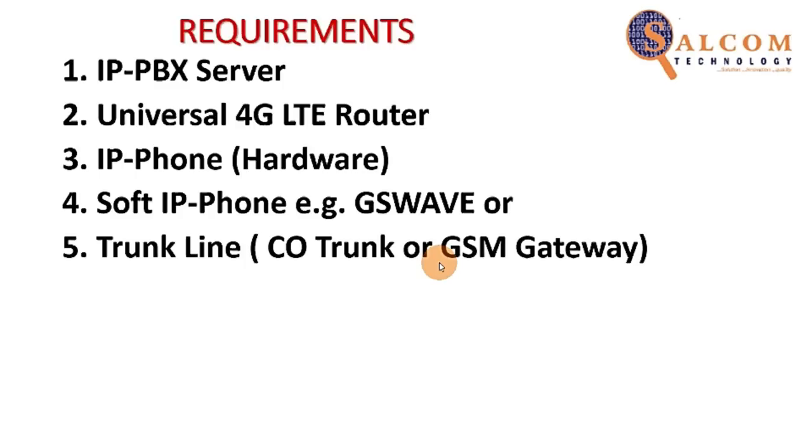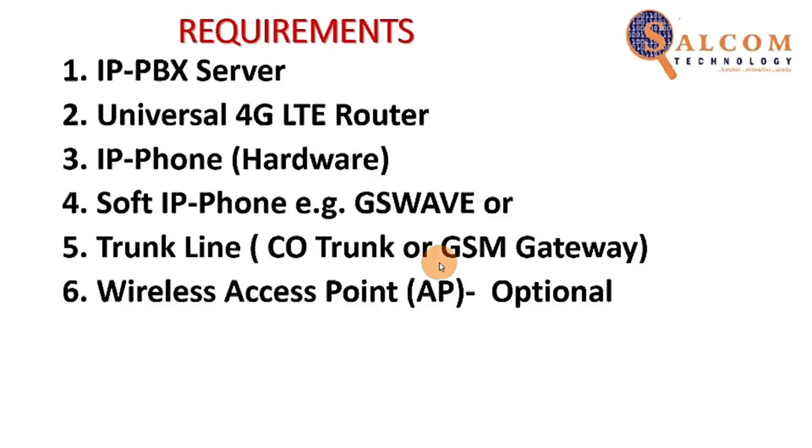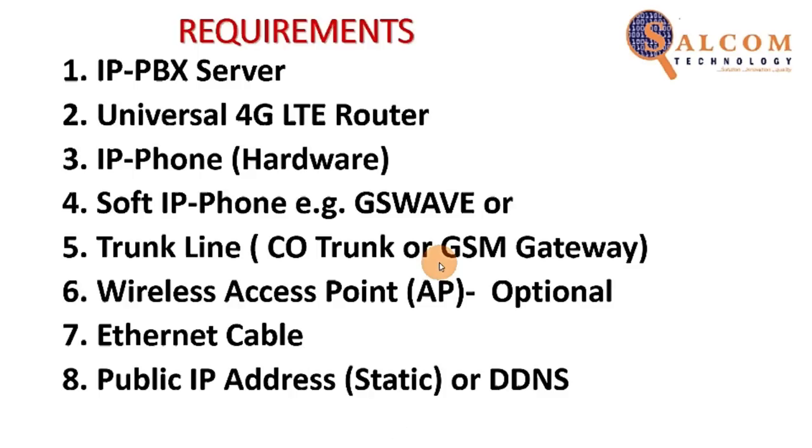We are also going to have a trunk line as well, because the customer is calling in as well, you need to have a line at which they can reach you, either a CO trunk or a GSM trunk. Also, you are going to have an access point, and we said this one is optional because your own scenario might not require you to set up an access point. Also, we are going to have an Ethernet cable to interconnect all these devices. The IPBX is connected to the 4G LTE, the IP phone connects to the same network, and the wireless access point is also connected on the network.